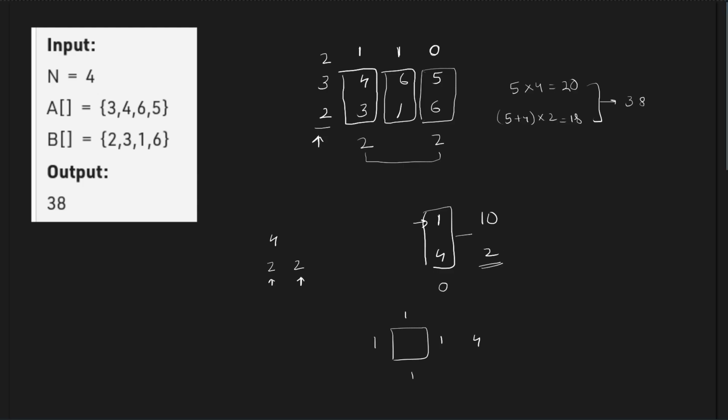But instead, if we try to form a rectangle using both of these sticks, we'll have 10 here, 10 here, 1 here, and 1 here.